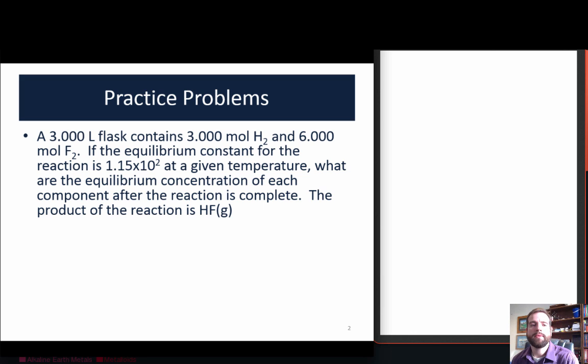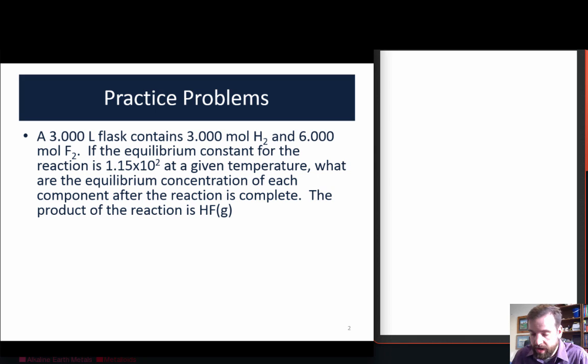If we take a look at this problem, we have a 3-liter flask that contains 3 moles of hydrogen gas and 6 moles of fluorine gas, and we're given an equilibrium constant at a given temperature. We want to know what the equilibrium position is. It says calculate the equilibrium concentration of each component after the reaction is complete, so you have to think about how much of both reactants and products is present. The product of the reaction is HF. Because we're given an equilibrium constant, this applies to only a particular reaction. In this case, the reaction has stoichiometric coefficients of 1 in front of the hydrogen and the fluorine. So we can go ahead and get started.